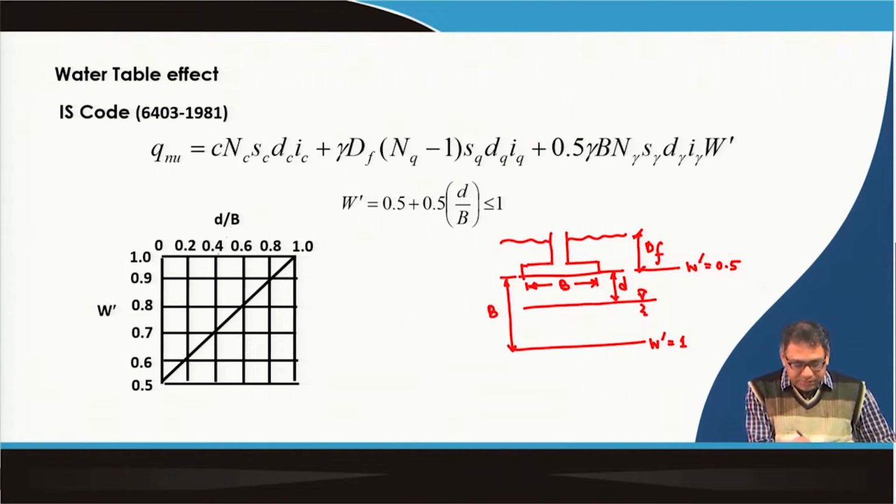Suppose d by b will vary from 0 to 1. For 0 it is 0.5, for 1 it is 1. In between, we can use this chart, or you can linearly interpolate the value also. So, you can use this chart to calculate the W dash, and the other factors you will get for bearing capacity factor same as basic, and gamma Df, as I mentioned, if this is effective, always effective.